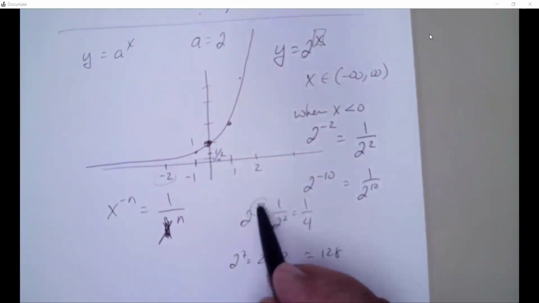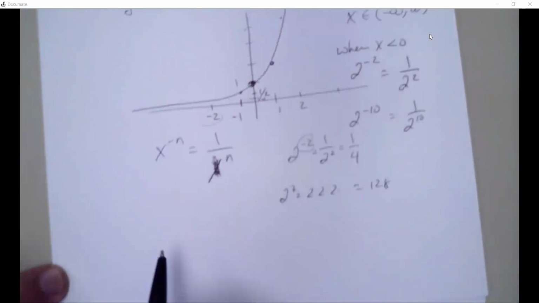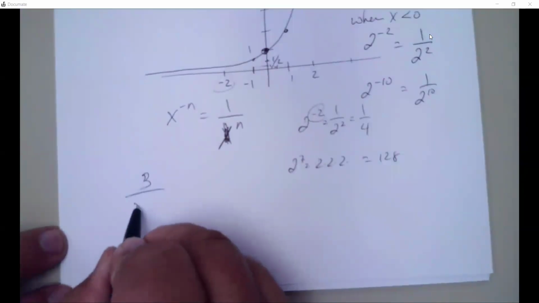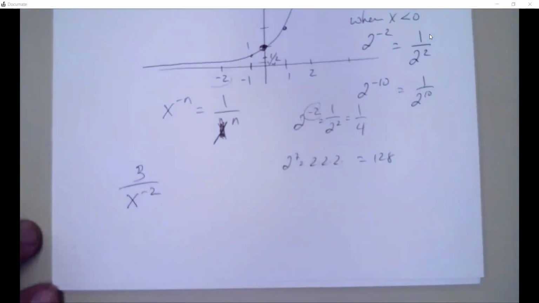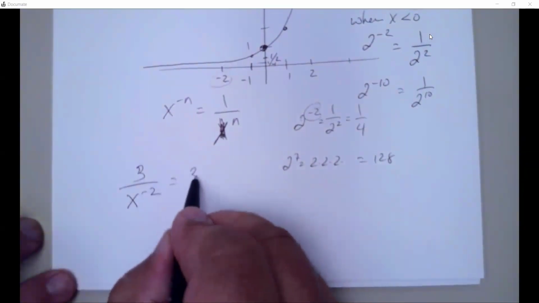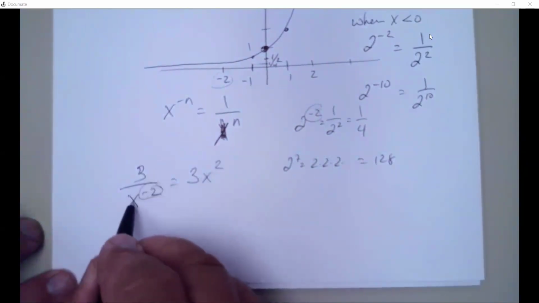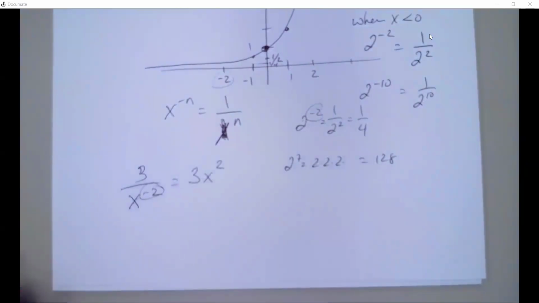Well, if it's negative, it becomes a fraction. Because in the rule of things, if we had 3x to the power negative 2, this negative simply means change the location. Since it's on the bottom, move it to the top and drop the negative. That's all the negative exponent does. It doesn't make it negative or anything. It just changes the location of it.